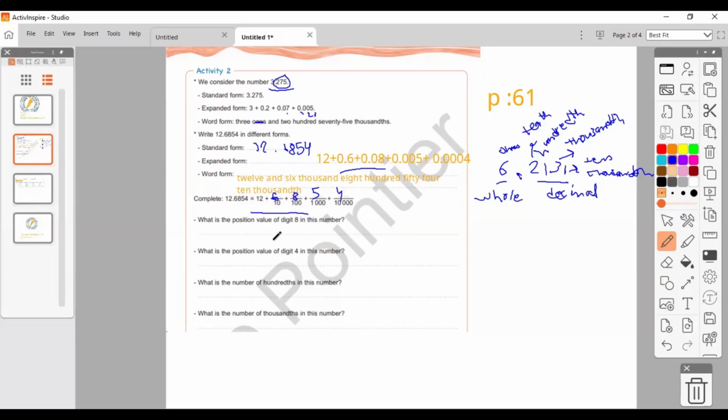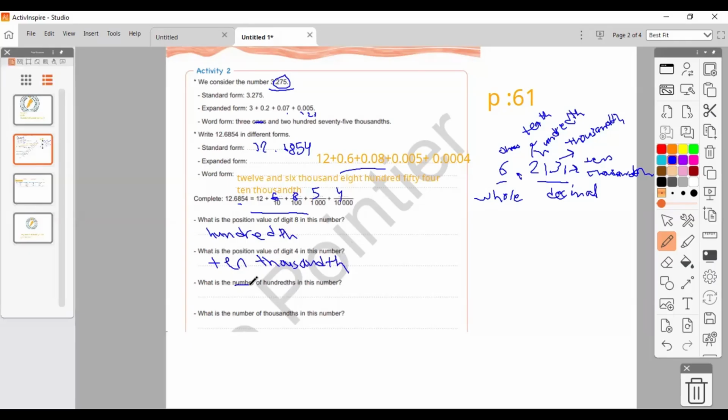It's 4. Okay. What is the position value of digit 8? Digit 8 is what here? It's the second number after the point. So it is hundredths. So I write that it is hundredths. What is the position value of digit 4 in this number? 4, the fourth digit after the point, it's 10 thousandths. So we have to memorize: the first digit is tenth, then hundredths, then thousandths, then the fourth one is 10 thousandths.